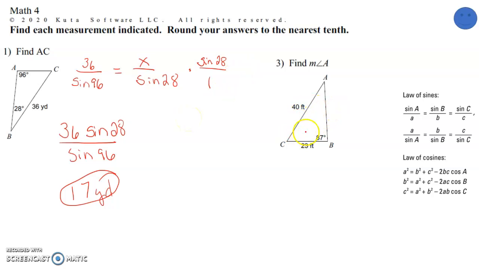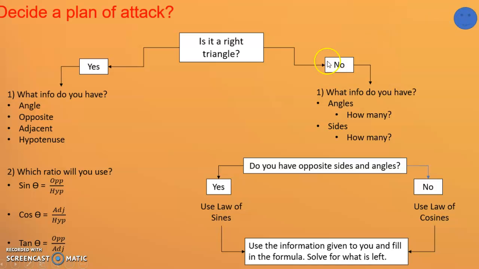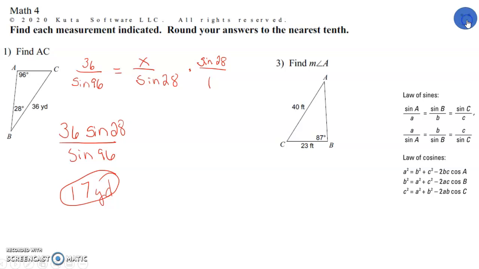Let's come over here and do the same thing again. We've got a triangle. Is it a 90-degree triangle? I remember that's what I asked last time. Is it a right triangle? No. So what information do we have? We have some sides and an angle. Last time we had two angles and a side, but this time we have two sides and an angle.